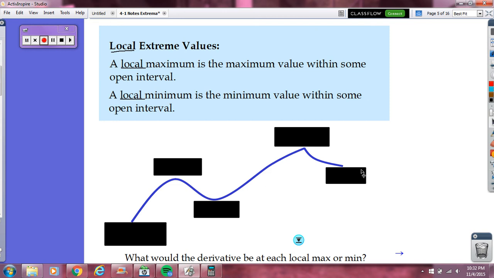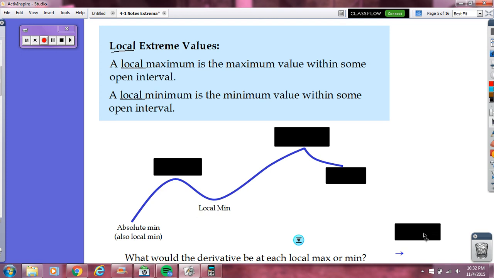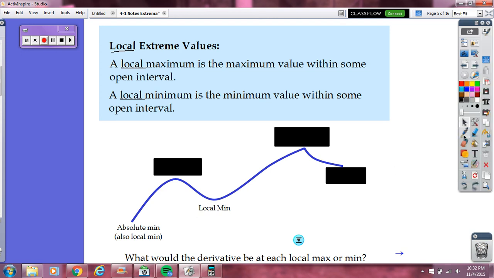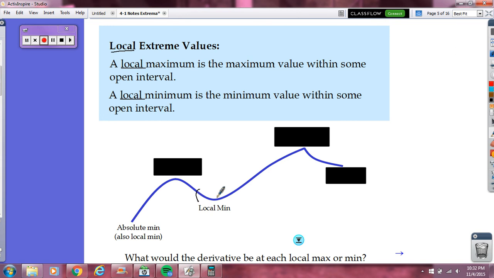The lowest place that we get on this whole graph is down here. So this guy is our absolute minimum. It's the smallest value overall. If something's an absolute minimum, it's also a local minimum. And let's maybe consider another local minimum, this guy. What it means to be a local minimum is, you may not be the smallest overall, but you're the smallest in this little neighborhood. That guy right there is smaller than anything else around.